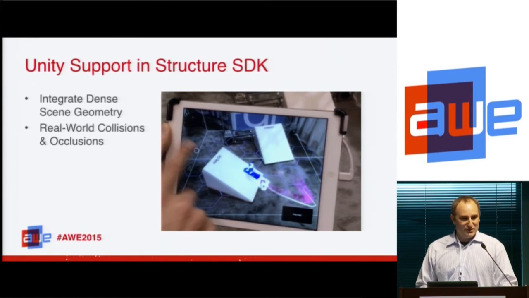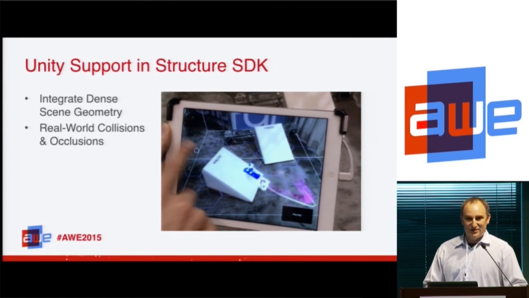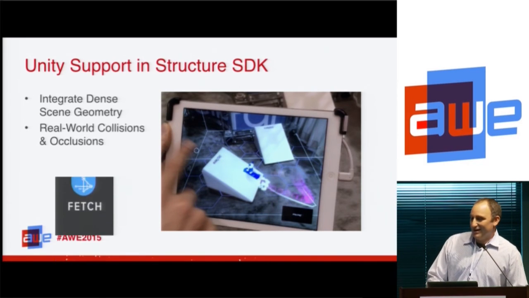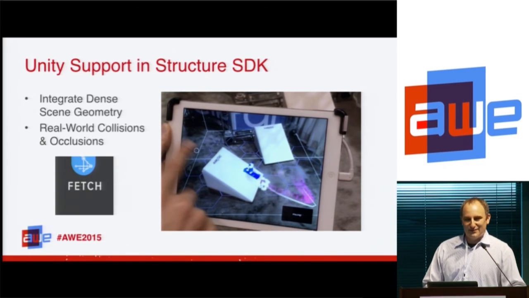So one thing that a lot of people use for augmented reality development is Unity, and we do have support for that, again with the sample app in our SDK, in fact 2 of them. And of course with the depth sensor you're able to integrate dense scene geometry, and you get real-world occlusions and collisions.